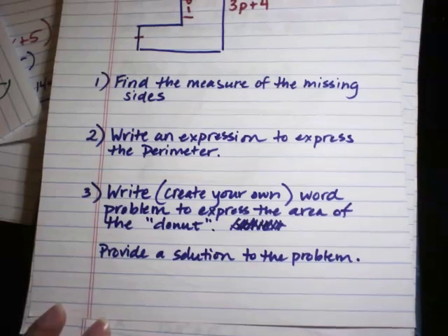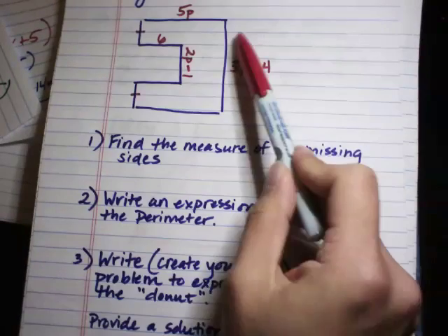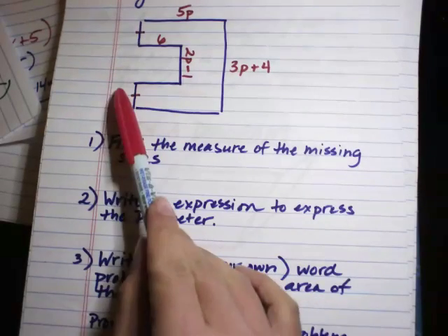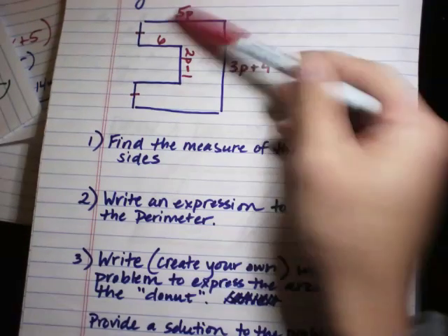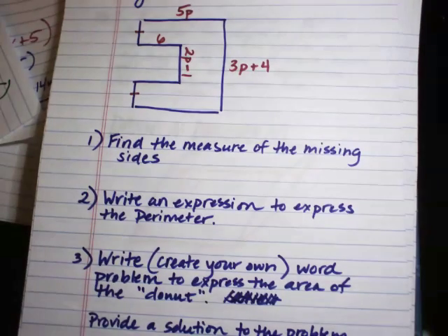And the last thing I want you to do is to create your own word problem to express the area of the donut, okay? So imagine this was a, I guess, rectangular donut, and it looks like someone took a bite out of it. So you want the area of what is remaining, okay? So I want you to write your own word problem for that.